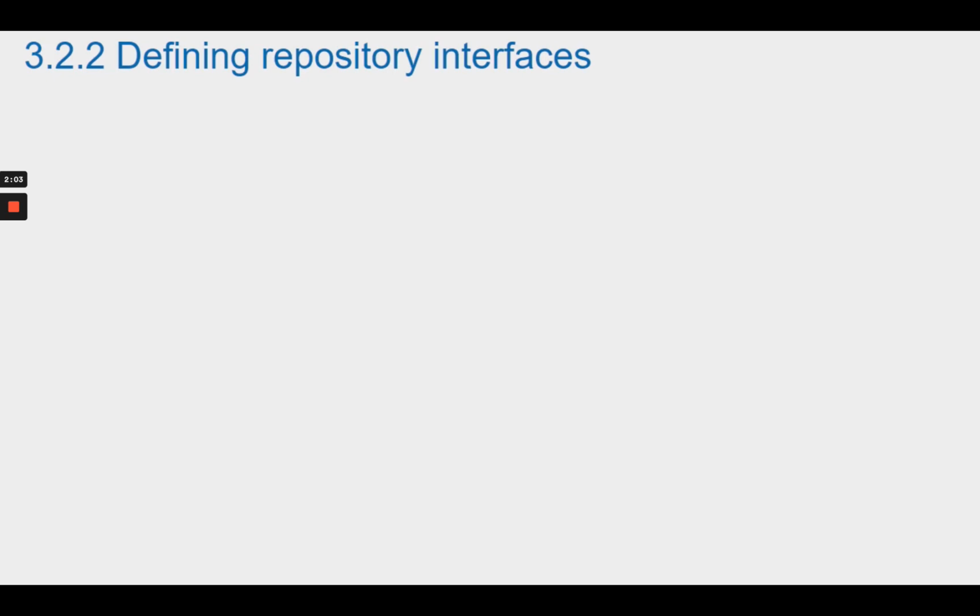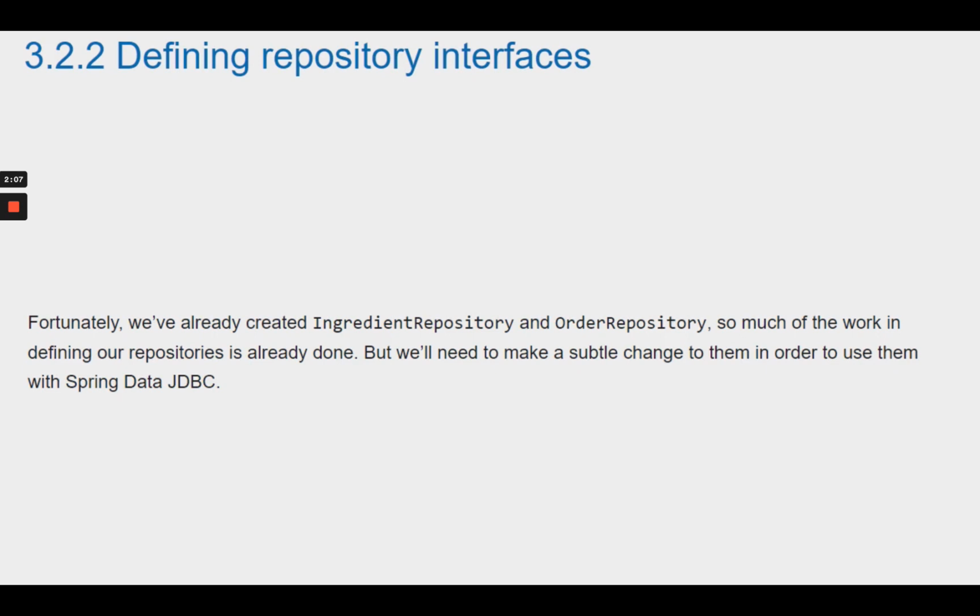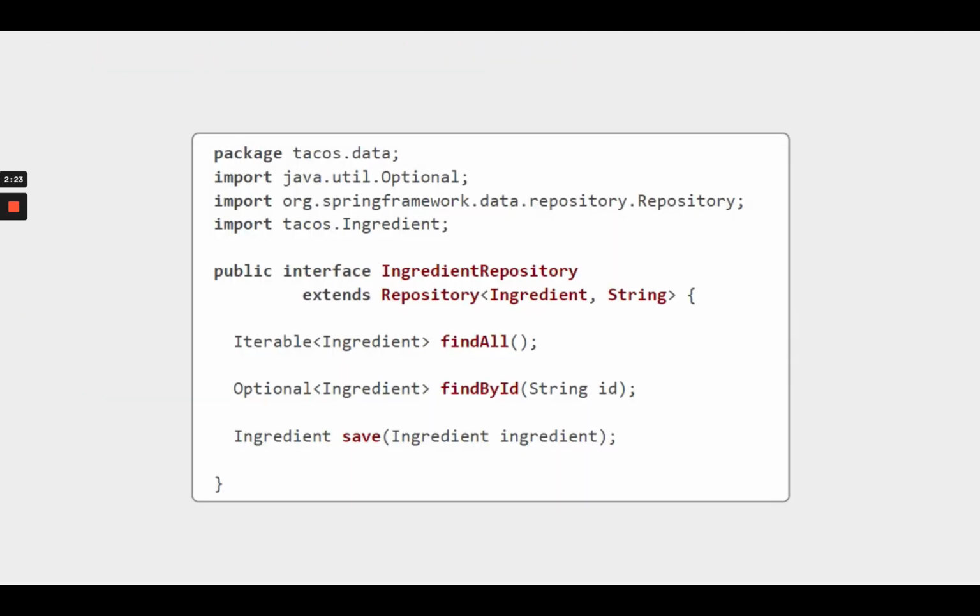Section 3.2.2, Defining Repository Interfaces. Fortunately, we've already created IngredientRepository and OrderRepository, so much of the work in defining our repositories is already done. But we'll need to make a subtle change to them in order to use them with Spring Data JDBC. Spring Data will automatically generate implementations for our repository interfaces at runtime, but it will do that only for interfaces that extend one of the repository interfaces provided by Spring Data.